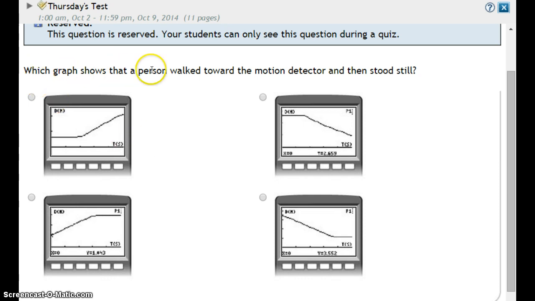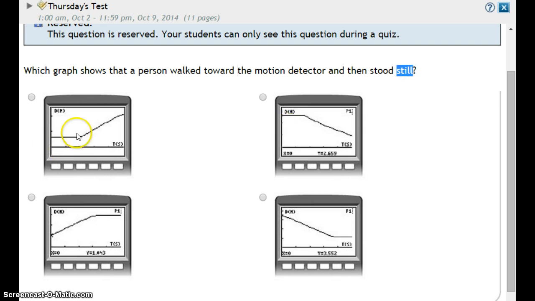It says, which graph shows that a person walked toward, and the key word there is toward, the motion detector, and then stood still. So this first part, towards, that means the distance is decreasing. So the person is going from far away to close together, so this part of the line is going to be a decreasing line. And then stood still means the second part of the line needs to be a horizontal line. So I want a line that's decreasing and then horizontal.